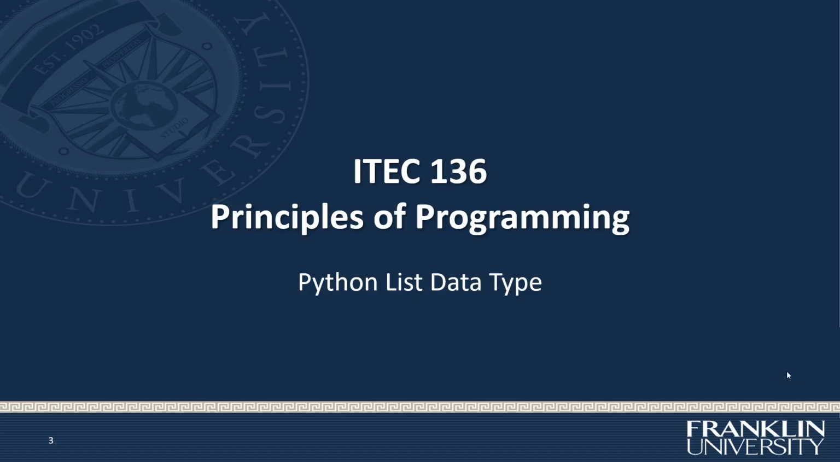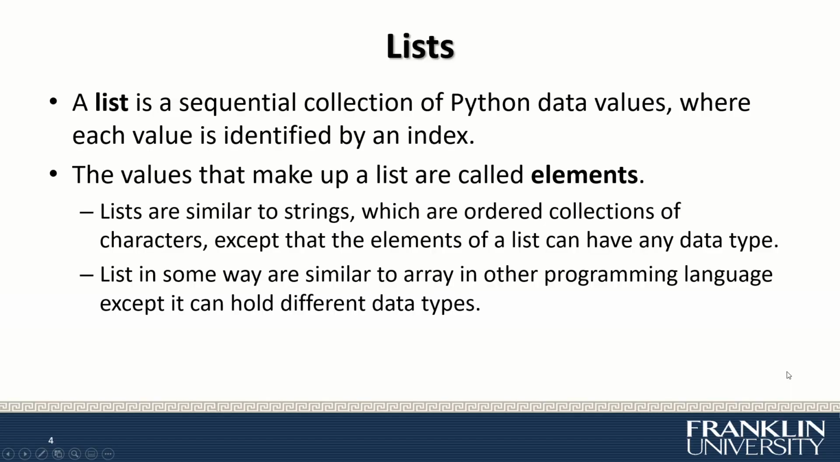List data type. A list is a sequential collection of Python data values, where each value is identified by an index.